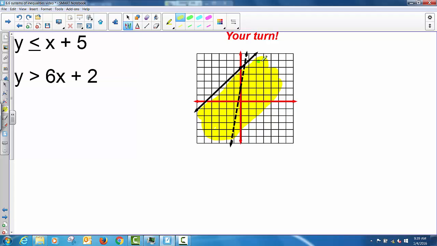All right. And this one says y is greater than 6x plus 2. So this is our 6x plus 2 line. Greater than means that you shade above the line. Okay? So that means that our answer will be in the red area right here.